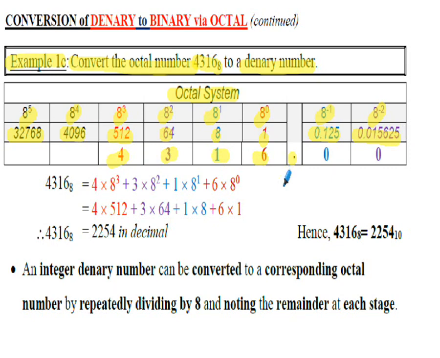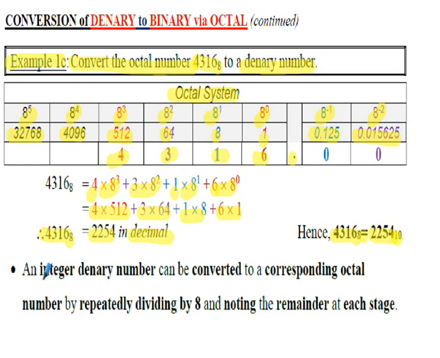So looking at the columns above, we get 4 times 8 to the 3, so that's 4 times 512, plus 3 times 8 squared, so that's plus 3 times 64, plus 1 times 8 to the 1, so that's 1 times 8, plus 6 times 8 to the 0, so that's 6 times 1. So adding up the numbers, we find that the number 4316 in base 8 is equal to 2254 in base 10, or in decimal. Again, we can write this as 4316 suffix 8 is equal to 2254 suffix 10, but the suffix 10 is optional.